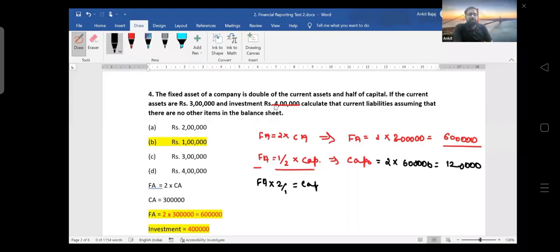Capital is 12 lakh. And investment amount is given how much? Investment amount is given here, 4 lakh rupees, right? Again, we will use the accounting equation. So capital plus liability. Liability is not given in the question, right? You have to find out the liability value. And here investment value is 4 lakh, and fixed asset value is 6 lakh, right? What is going to be the value of current liability?